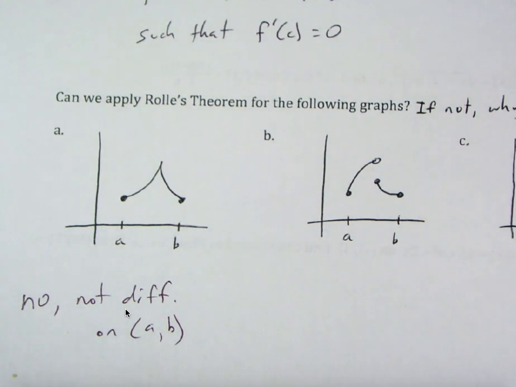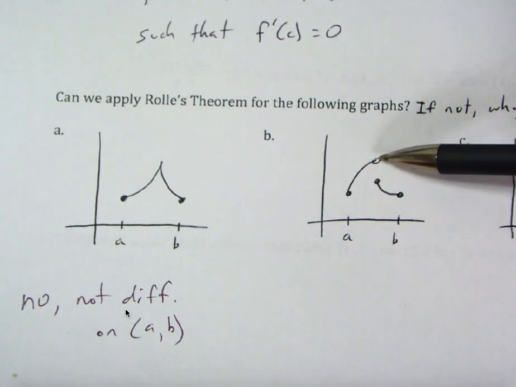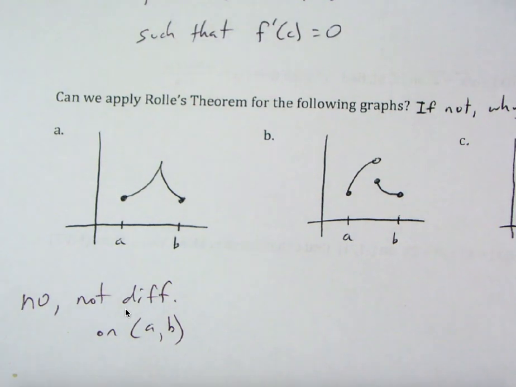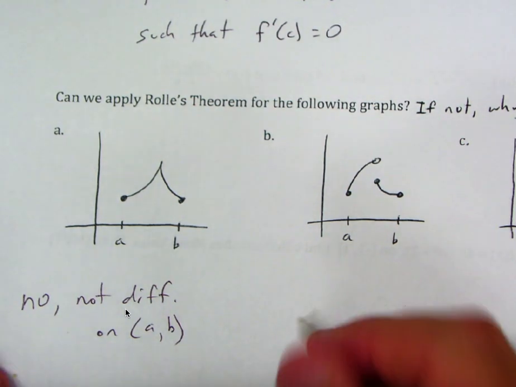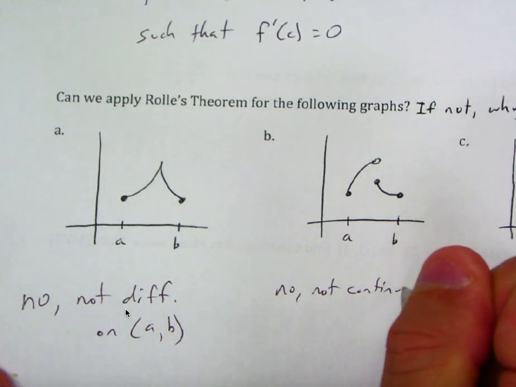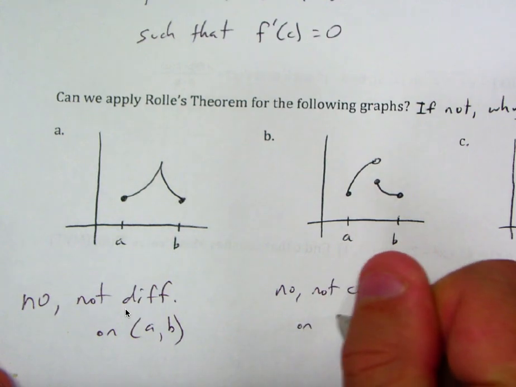What about B? Well, this one, you could say it's not continuous or differentiable, but if you're going to say a theorem doesn't hold, you just need to state one of the conditions about why, not all of them. So I could say, no, not continuous on the interval.